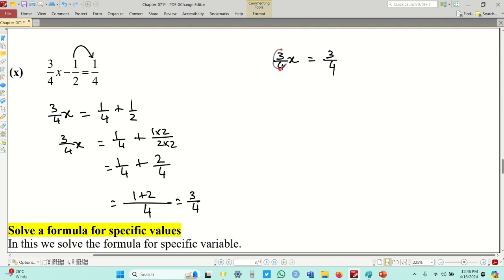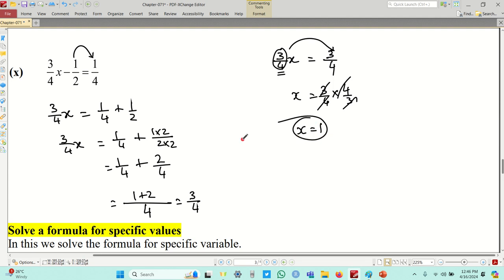So now what we need to do? You can shift it here. How? x is equal to 3 by 4 multiplied by the reciprocal of this. The reciprocal of 3 by 4 is 4 by 3. Now 4 cancels, 3 cancels, everything cancels. So what is the value of x? The value of x is 1.